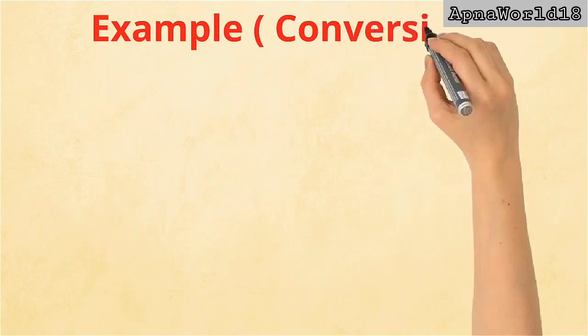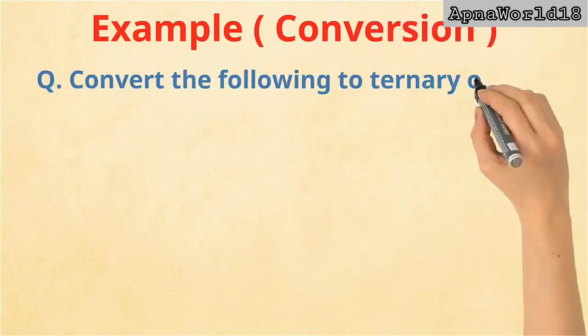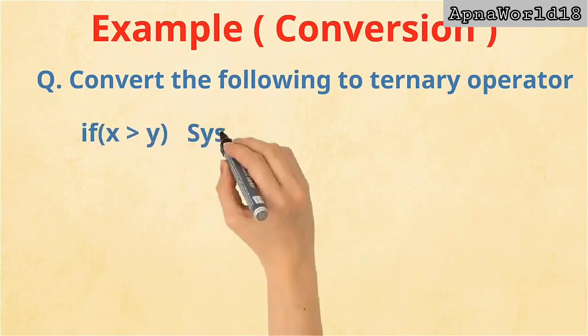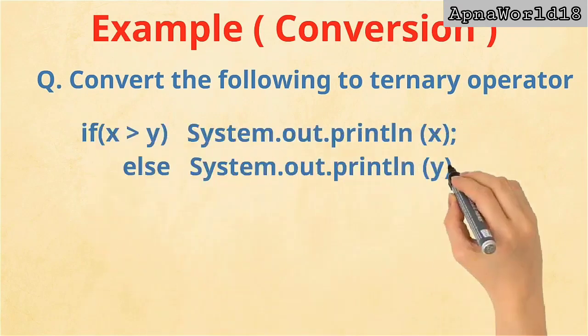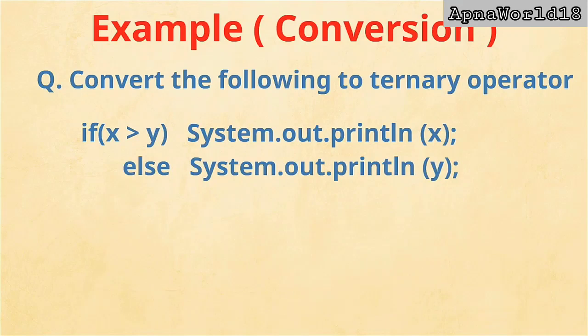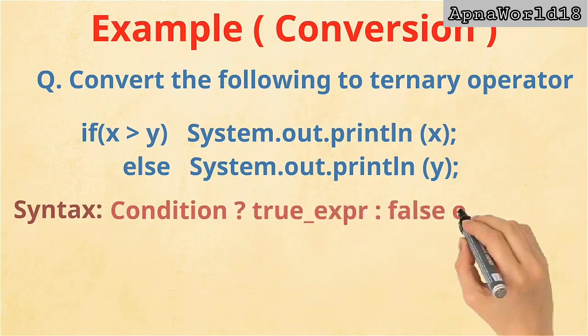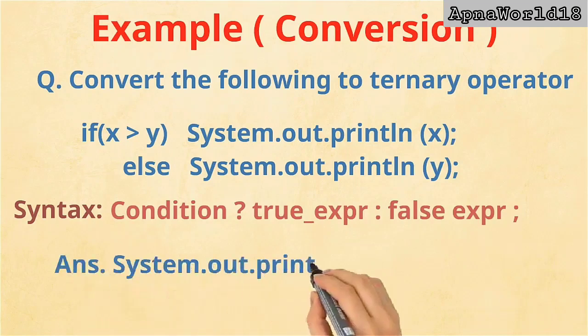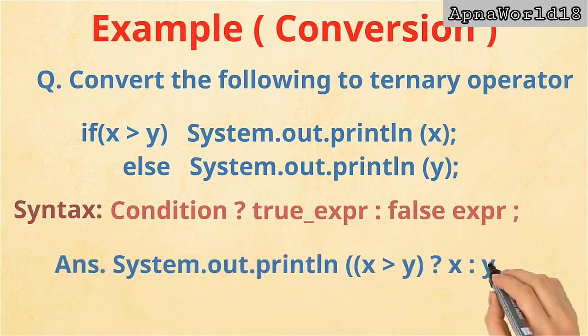Another kind of problem that you can expect is conversion from if-else to switch or to the ternary operator. For example, convert the following to the ternary operator. If you remember the ternary operator, it has a condition, then a question mark, then the true expression, a colon, followed by the false expression. So to convert, we will put in the condition first, followed by the if value which is true, and then the false value.